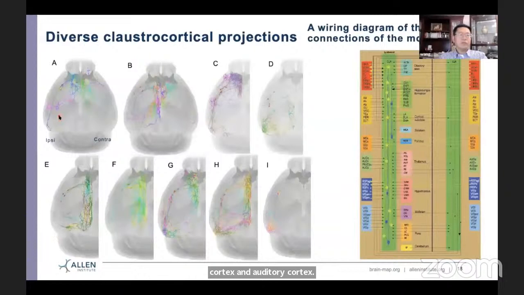By tracing individual claustrum neurons, you can see the diversity of the claustrum projection neurons. They can be classified into bilateral projection neurons and ipsilateral projection neurons. By integrating all these data sets, we built a wiring diagram of the input-output connections of the mouse claustrum. The claustrum cortical loops and subcortical claustrum cortical networks may play an important role in higher cognitive functions.